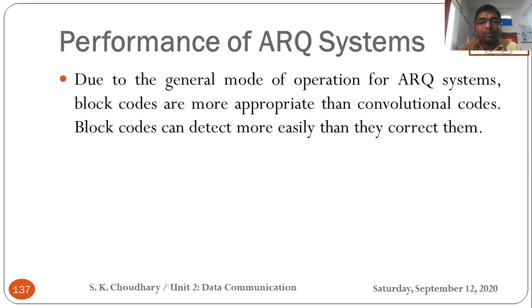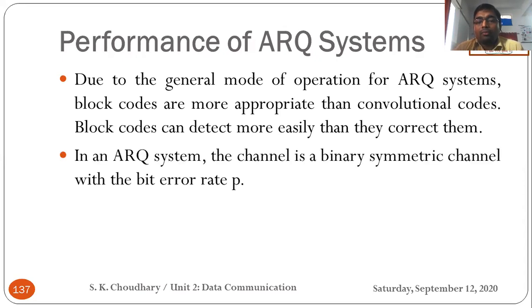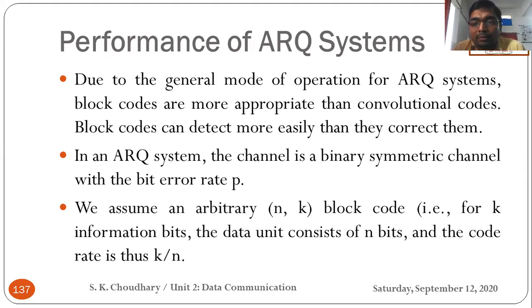Now we analyze the performance of all these ARQ systems. Due to the general mode of operation of ARQ systems, block codes are more appropriate than convolutional codes. Block codes can detect errors more easily and correct also. So block codes are preferred over convolutional coding for their simple structure. In an ARQ system, the channel is a binary symmetric channel, having bit error rate p, small p.